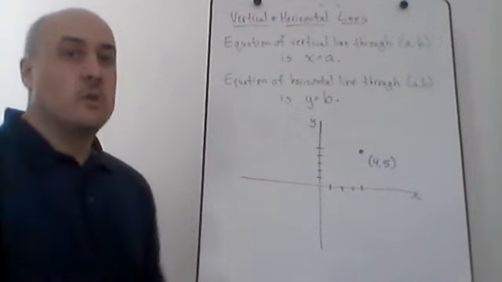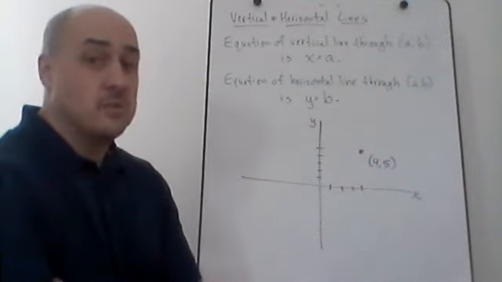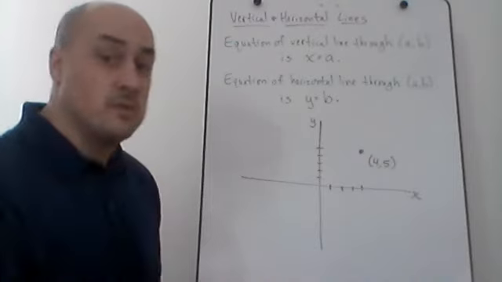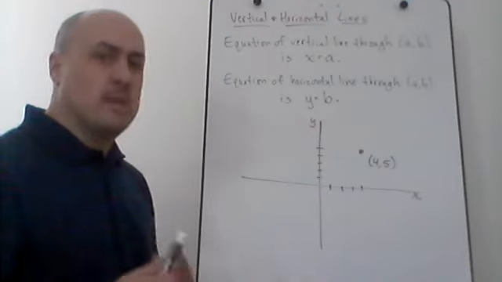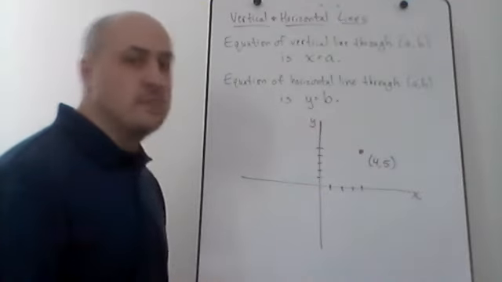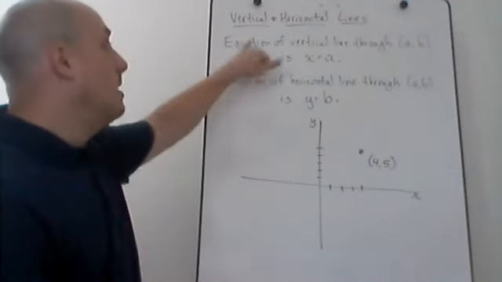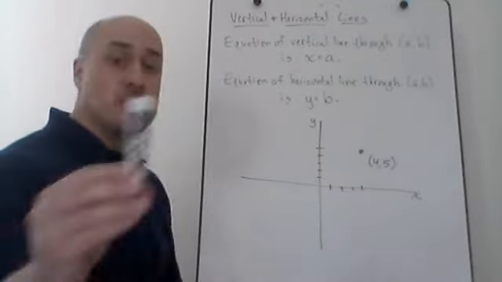Alright, in this video we are going to be talking about vertical and horizontal lines and the equations for those types of lines. Now, it's a pretty simple topic, but it can sometimes get a little bit confusing, but once you understand what it is, it's not too hard at all. Alright, so the equation of a vertical line, remember vertical means going straight up and down.